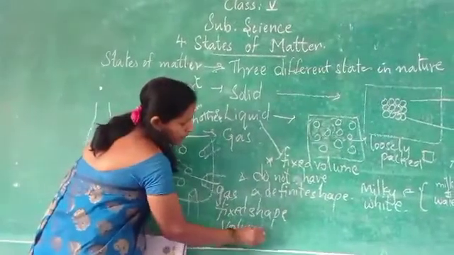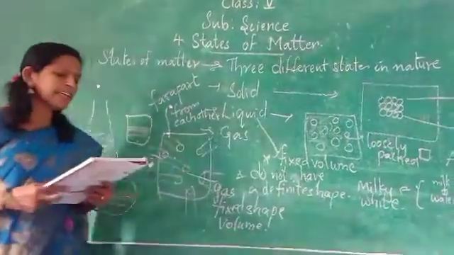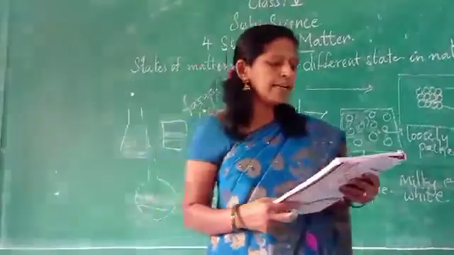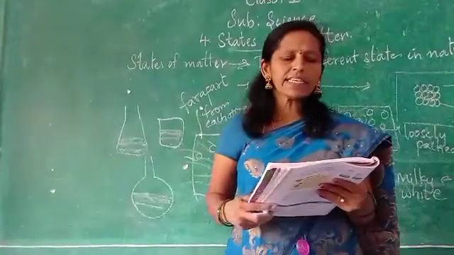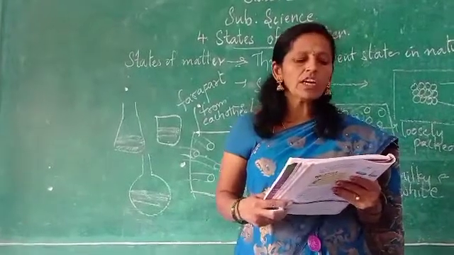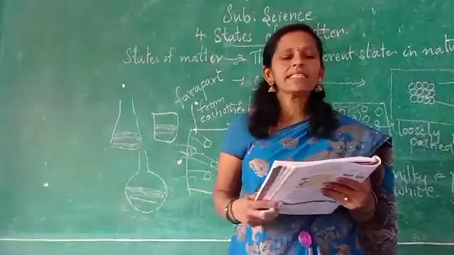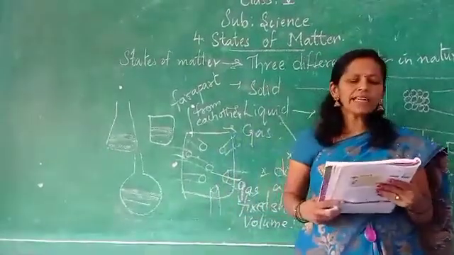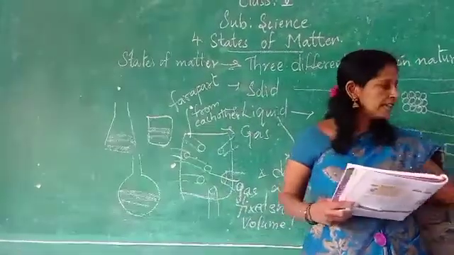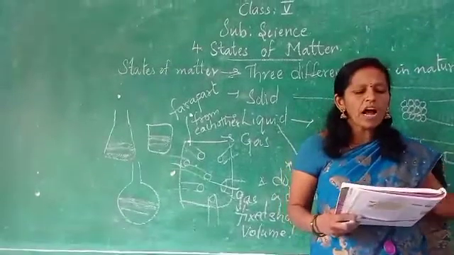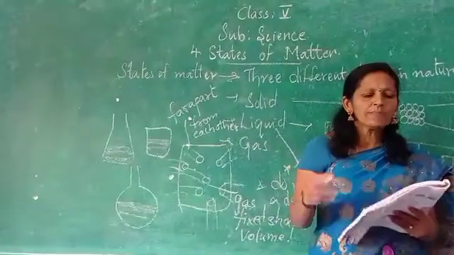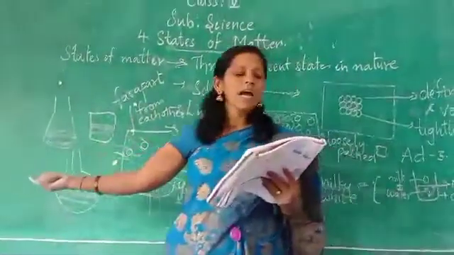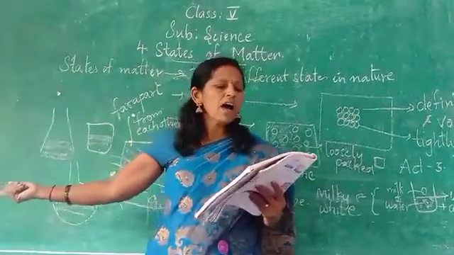Volume. Okay, so activity 4 is given here, page number 35, beta. Light an incense stick in one corner of your room. Incense stick is called agarbatti, beta. After a few minutes, you can smell it in the other corner of the room.